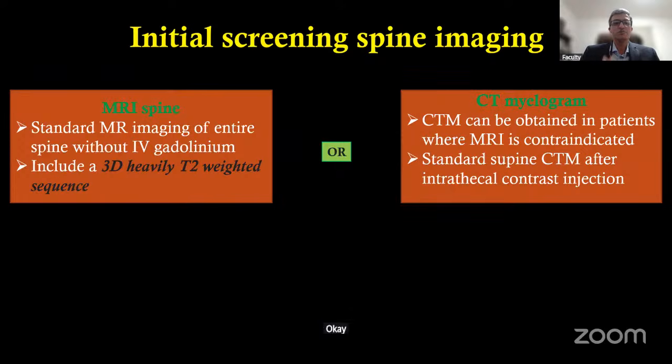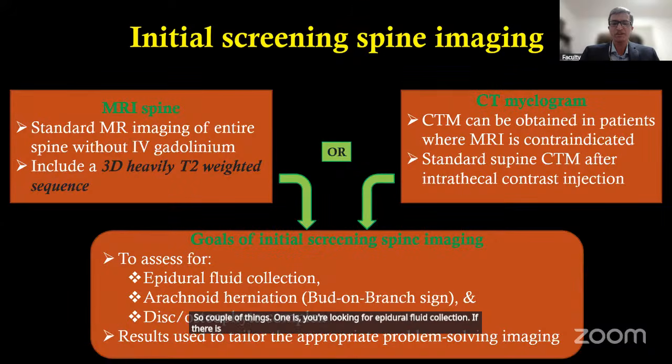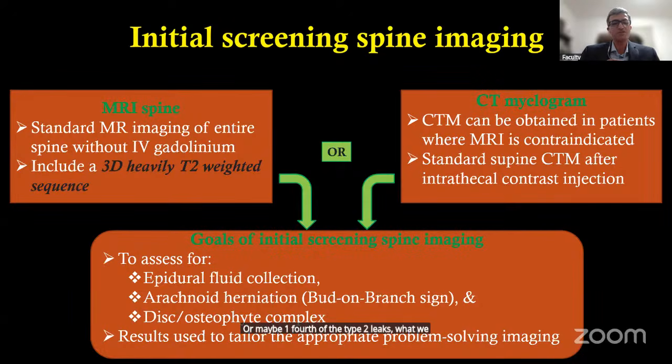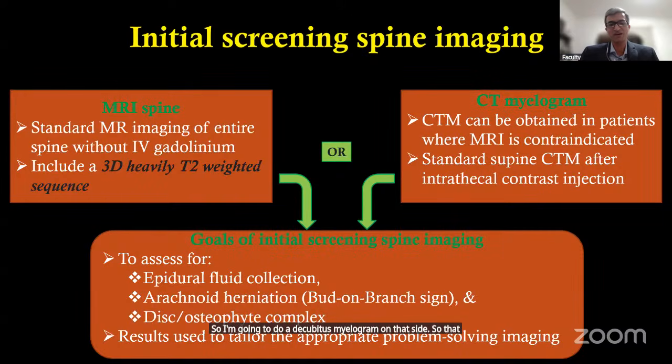Okay. So what are the things we are looking for on the initial screening imaging? A couple of things. One is you're looking for epidural fluid collection. If there is epidural fluid collection, that indicates it is a high flow leak. So chances are it is either a type 1 leak or maybe the 1/4 of type 2 leaks we saw, right? Or if we see a bud-on-branch sign, then we know, okay, this is going to be a type 2 leak. So I'm going to tailor my next problem-solving imaging. I'm going to do a decubitus myelogram on that side. That's why this screening MR is important.